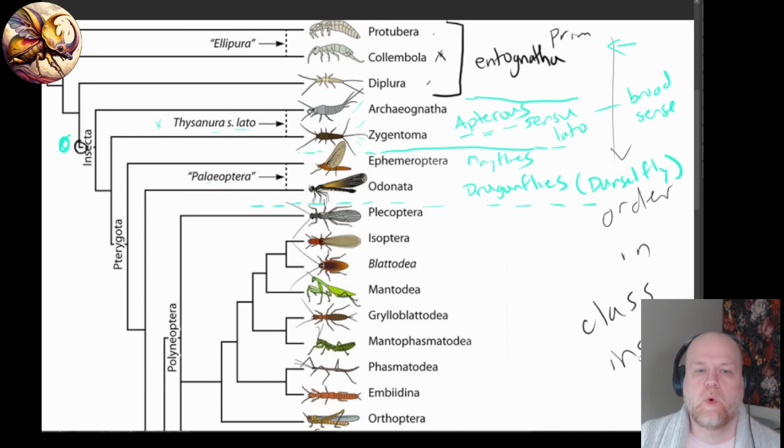And what's more interesting is that they can't fold their wings over their bodies. So they hold their wings straight out, out the back of them.